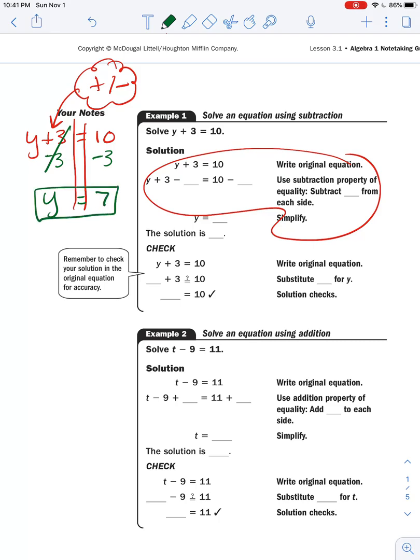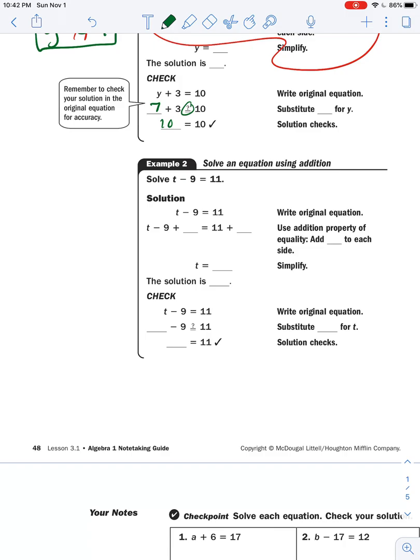And then you can check your work by saying, okay, I got that y is 7. So if I put a 7 in for y, does 7 plus 3 equal 10? And it is. So you can always check your answers to see if they're correct.